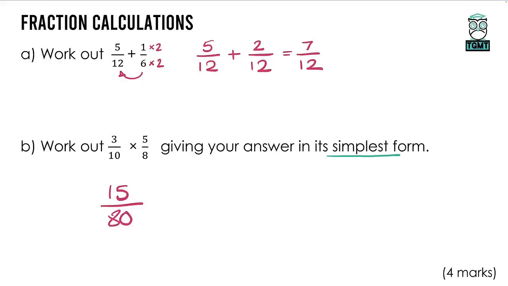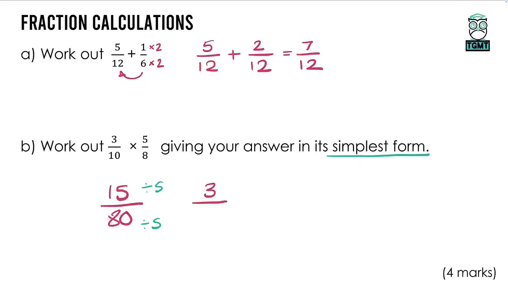So we get this final answer really nicely, but this one does say it wants our answer in its simplest form. So we need to have a look and think what these both divide by. One ends in a 5, one ends in a 0, so they definitely both divide by 5. So if we divide the top and bottom by 5, let's see what we get: 15 divided by 5, which is 3, and 80 divided by 5.